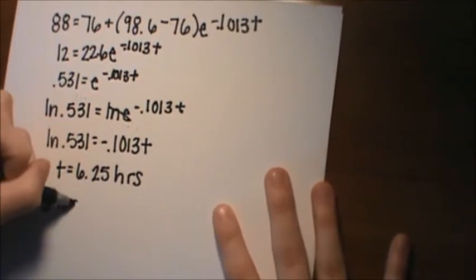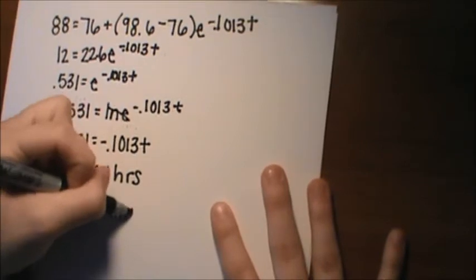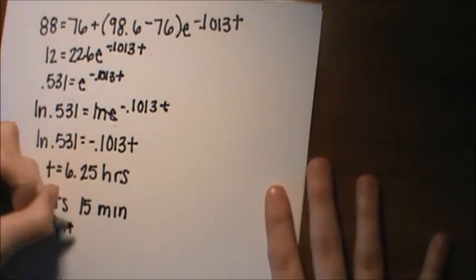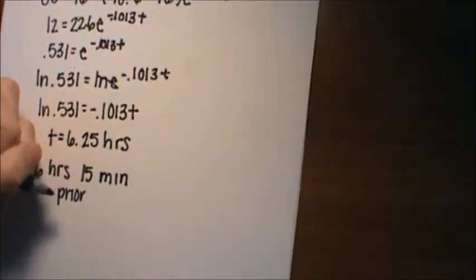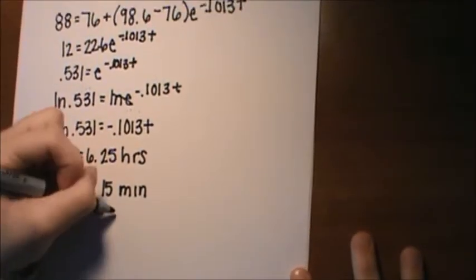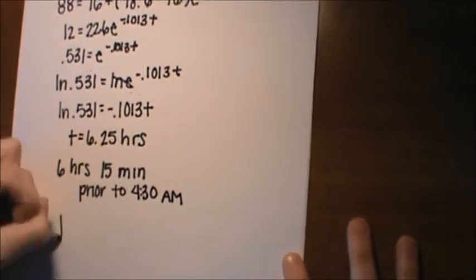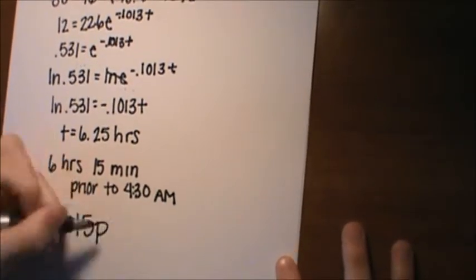When we do that, we find the murder took place 6.25 hours, or 6 hours and 15 minutes, prior to our arrival at 4:30 in the morning. This means that the murder must have taken place at 10:15 p.m. That is very useful information. You should tell me about our suspects now.